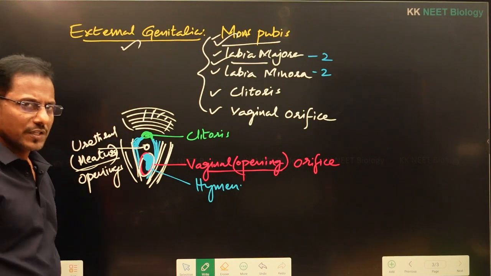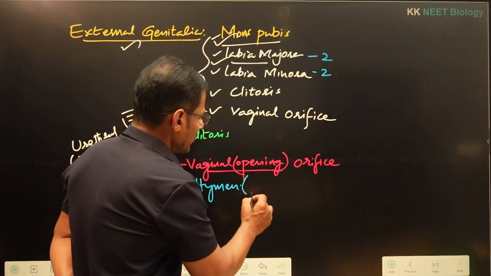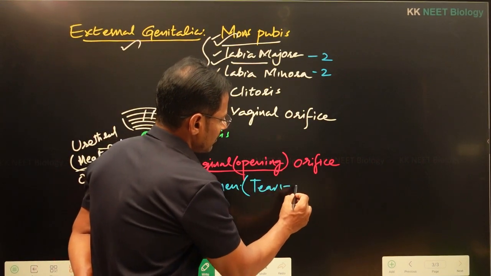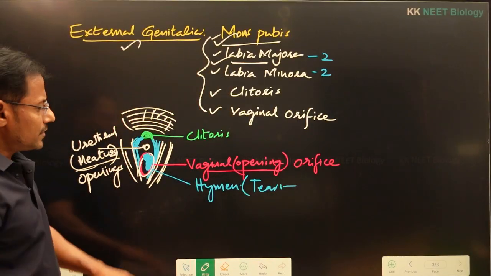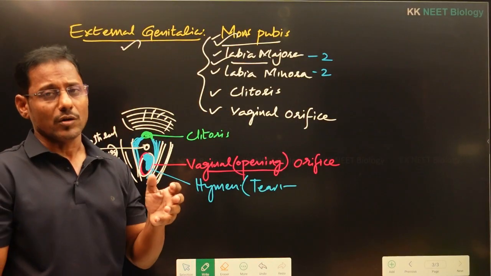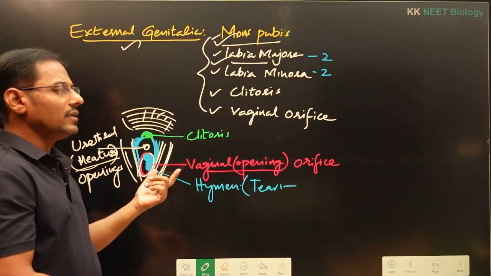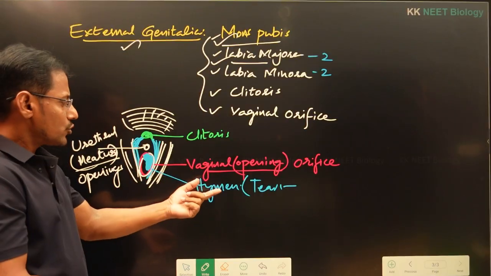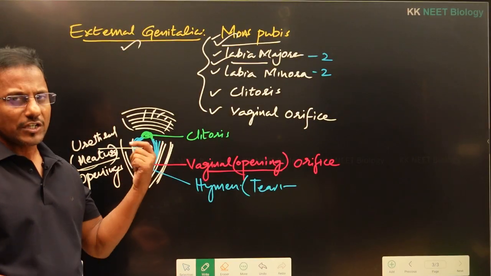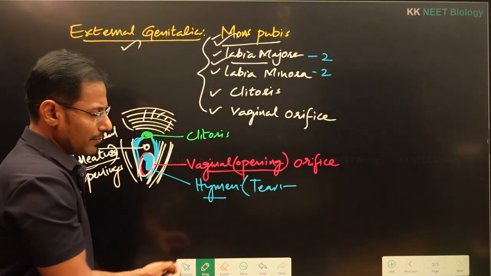This is the hymen. Generally this hymen tears in some cases. This very thin layer partially covers. If it covers completely, what happens? The menstrual flow doesn't come out, right? So this hymen partially covers the vaginal opening. This is known as the hymen.